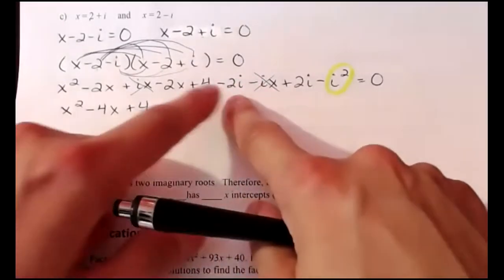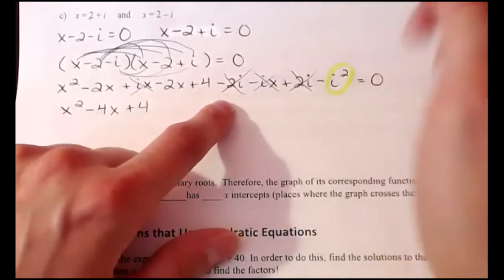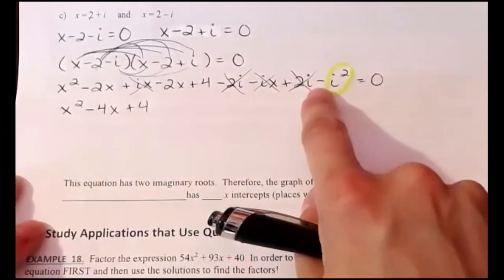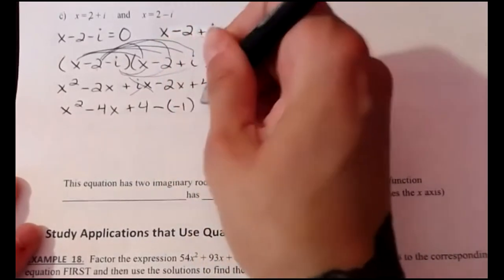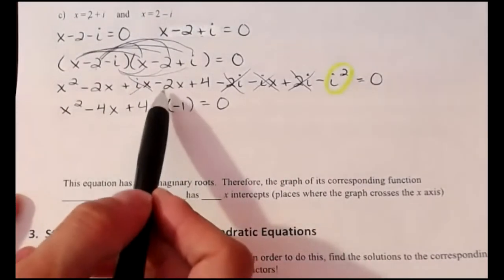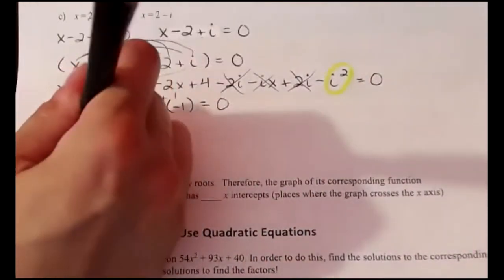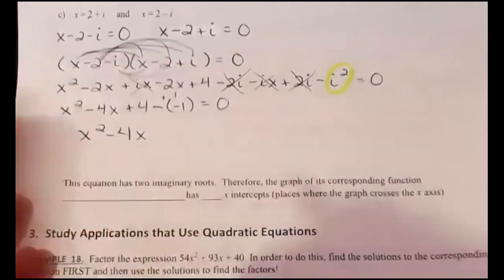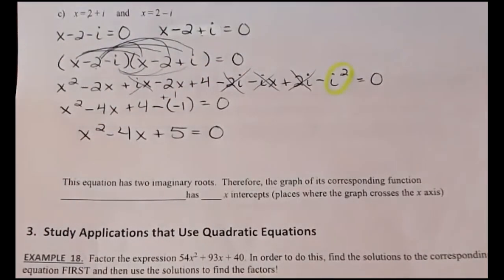Notice we have a negative 2i and a positive 2i. So these are opposites. They also cancel each other out. And then you have minus i squared, but i squared is -1. So it's a minus a -1. So now we just want to finish this up by combining like terms. -1 is a +1. So when we rewrite this, we should note that our original polynomial is x squared minus 4x plus 5 is equal to 0 because it's 4 plus 1.